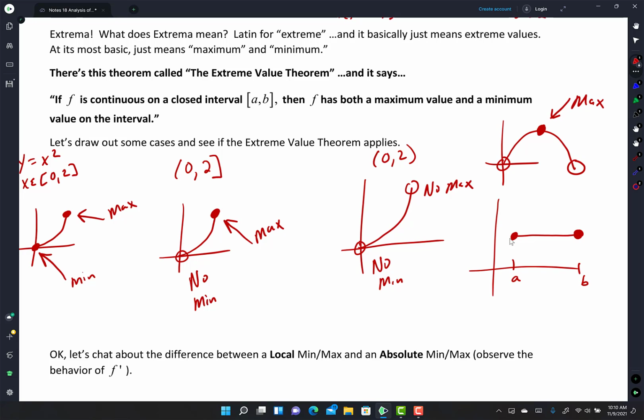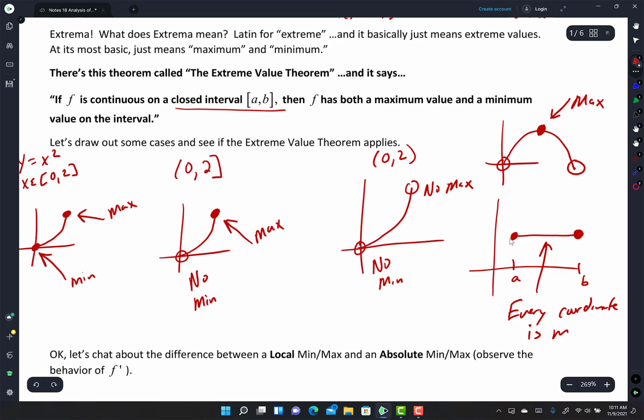Perfect. Extreme value theorem says, if you have a closed interval, you must have a max and a min. Does that make sense to you guys? So this has max and min at every coordinate. Every coordinate is max and min. Your max is whatever that y value is. Your min is whatever that y value is. It stays at that value all the time. So those y values are your max and min. How do we feel? That's all the extreme value says. That's all it says.